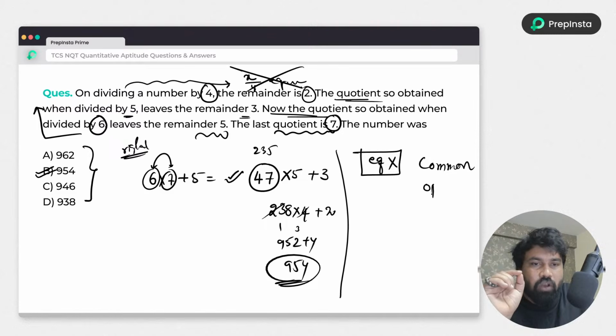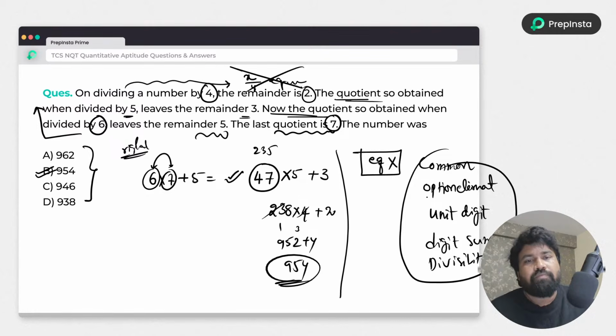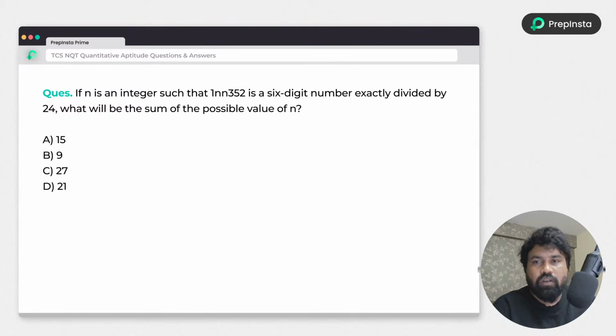And next one is option elimination. For doing number system, LCM, HCF and divisibility rules, you need to know the unit digit concept, digit sum concept, and also divisibility rules. If you have these things with you, you can solve any type of number system, LCM, HCF, divisibility topics. Okay, so let's look into the next problem.